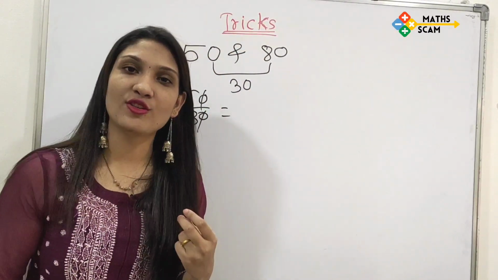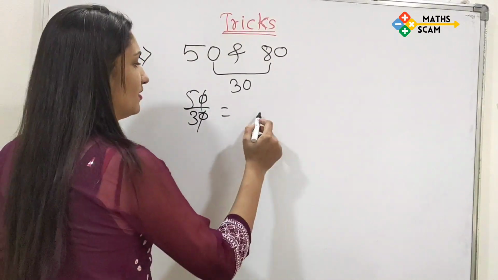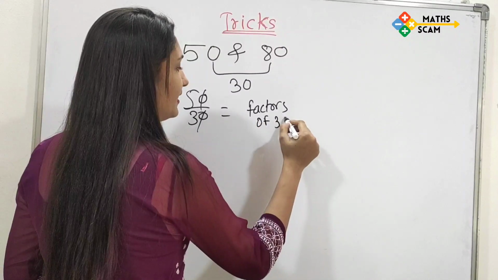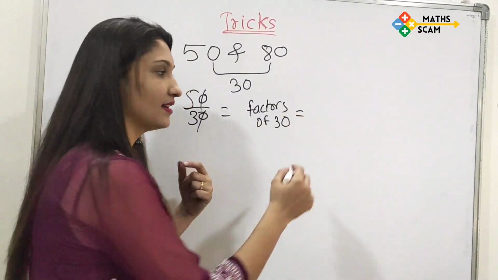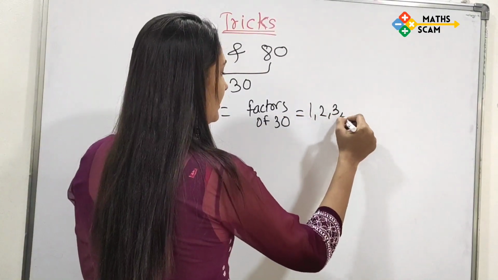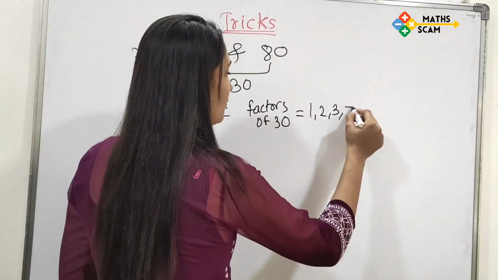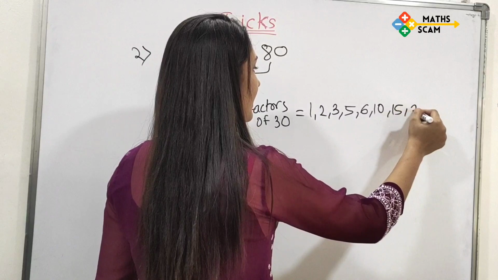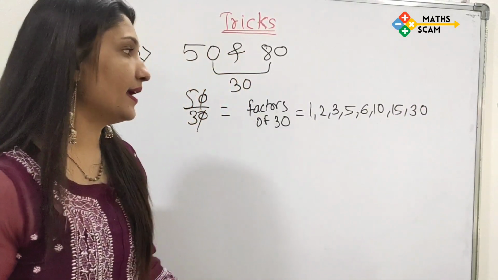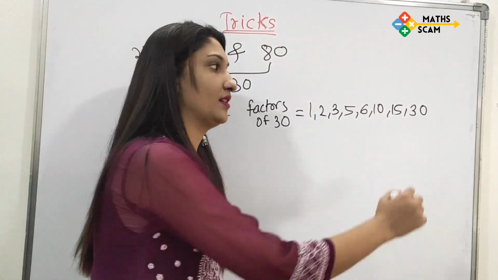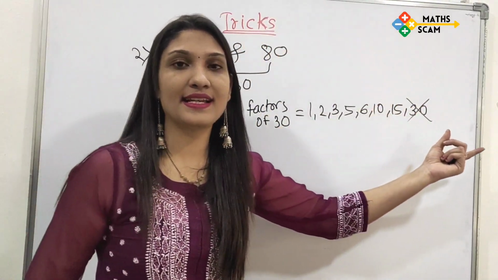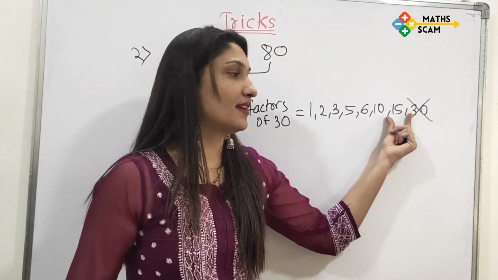So what we'll need to do is, we need to find factors of 30. So factors of 30 are 1, 2, 3, 5, 6, 10, 15 and 30. Okay. So we can check here. So 30 cannot divide both the numbers in exact number.